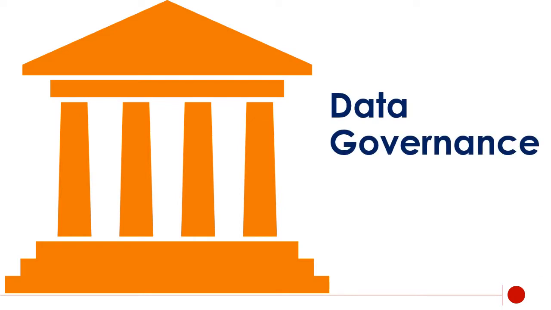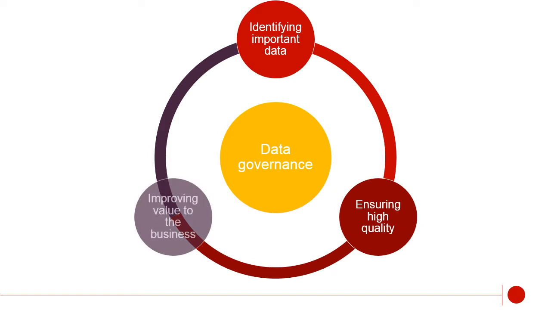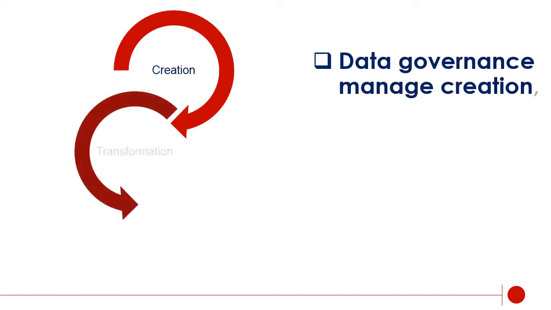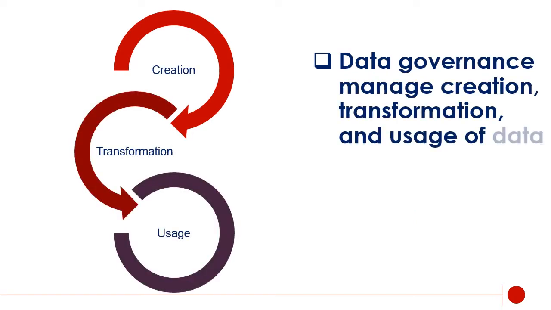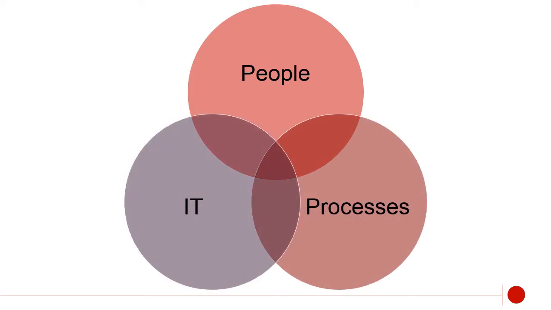Data governance. Data governance is the practice of identifying important data, ensuring high quality, and improving value to the business. Data governance manages creation, transformation, and usage of data. Concepts of data governance are people, processes, and IT.